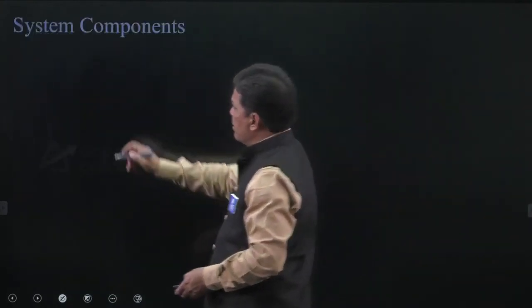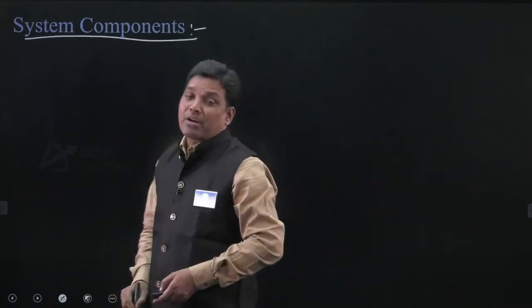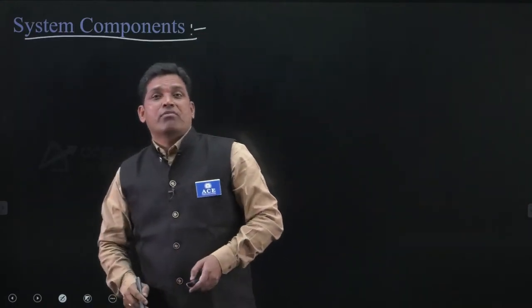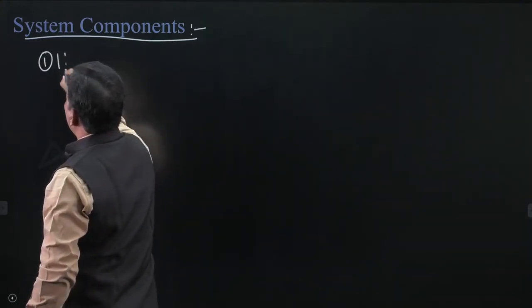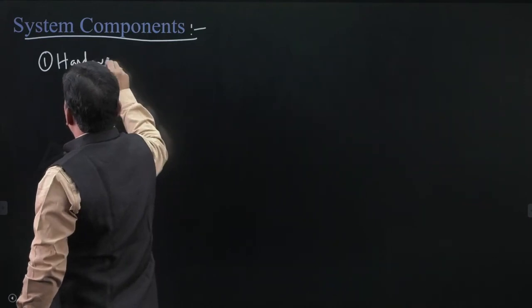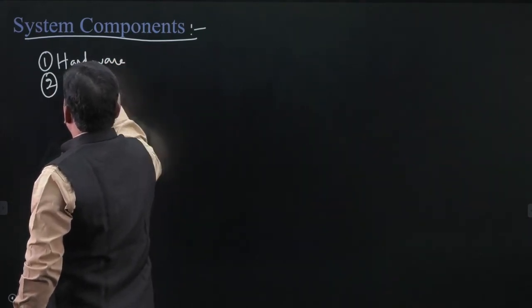Next, we are going to discuss briefly about system components. Any system is a collection of components. The system consists of various components. What are they? Hardware is one of the components. One more is software.